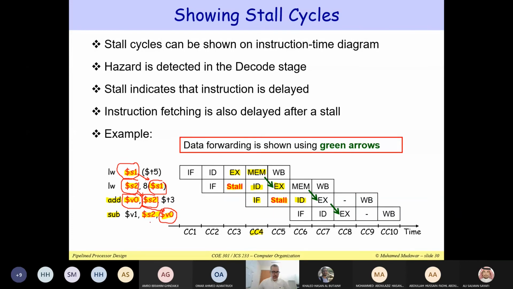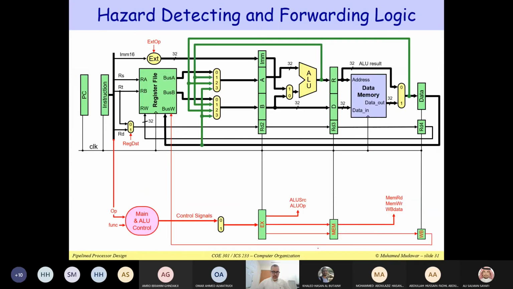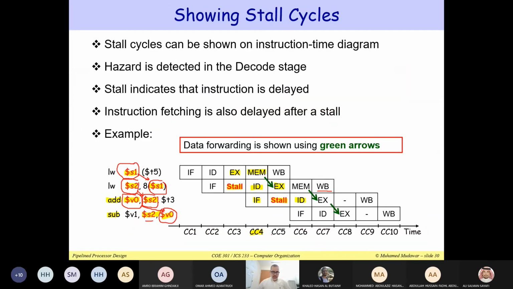Now notice that this S2 here is also needed by the execute. So there is a need to forward from the write back stage to the execute, and this is also supported by the pipeline. So we are forwarding not only V0, but also the value of S2. The value of S2 is now being written in the write back stage, so we need to forward it here to the execute stage. Maybe I need the green arrow here also to show forwarding.